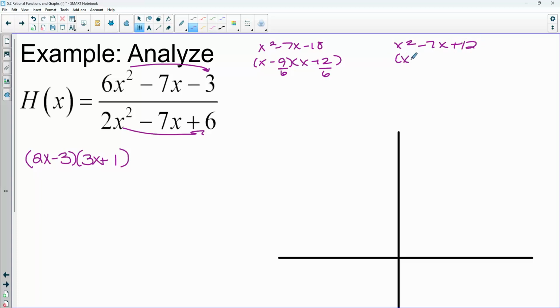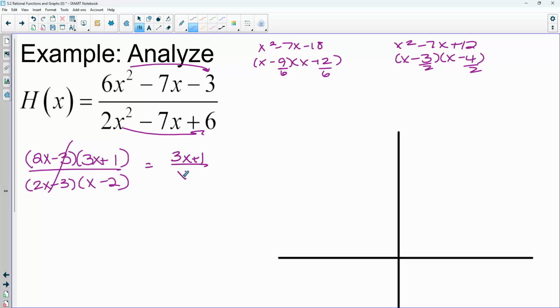So that's x minus 3, minus 4, divide our 2 back, so we get 2x minus 3, x minus 2. What happens? Those cancel, so it reduces to 3x plus 1 over x minus 2.